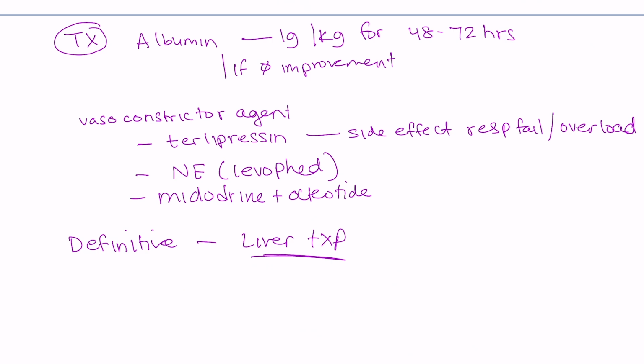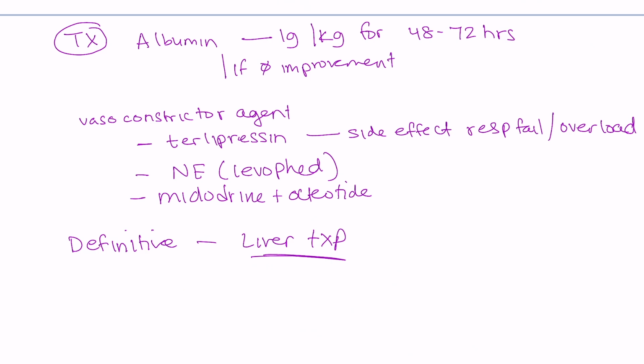One is that we are going to withhold diuretics, and we're going to give some volume in the form of albumin. You want to give 1 gram per kg body weight of albumin for 48 to 72 hours and assess the kidney function during this time. If there is no improvement, then you want to go towards a vasoconstrictive agent.